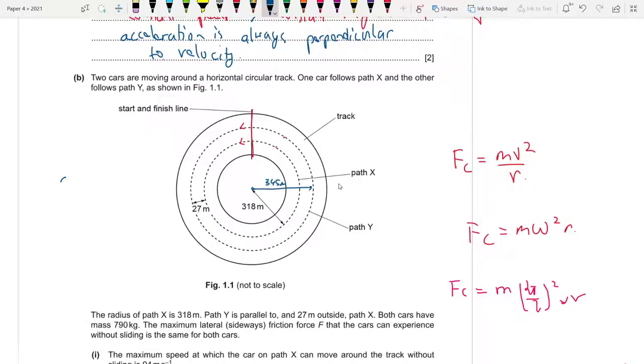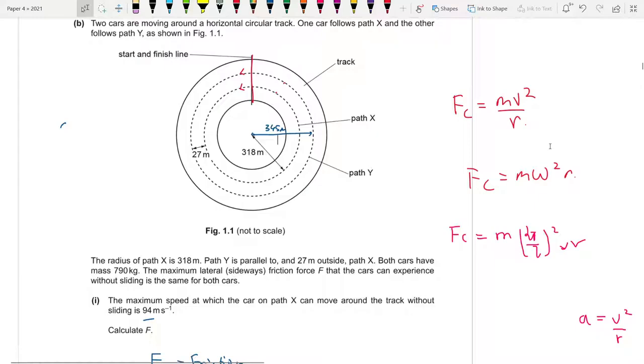Okay, so that's it. Both cars have mass 790 kg. The maximum lateral frictional force that the cars can experience without sliding is the same for both cars. Interesting. The frictional force is the same for both cars.